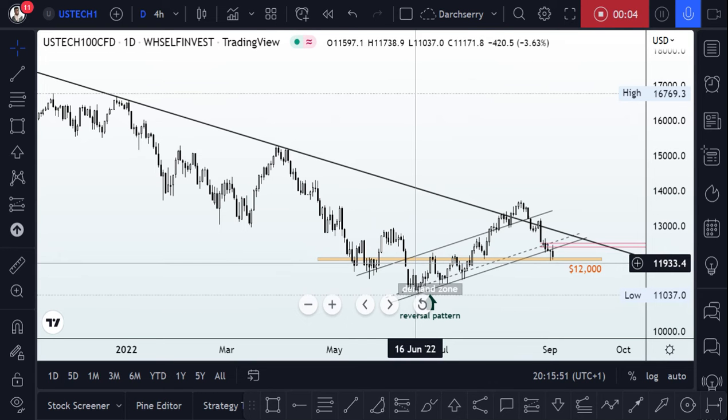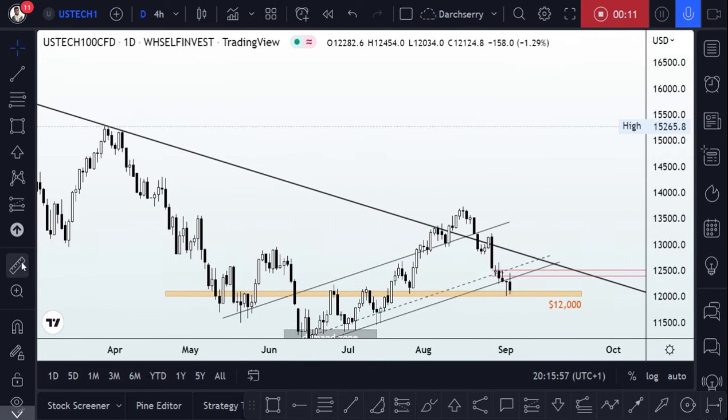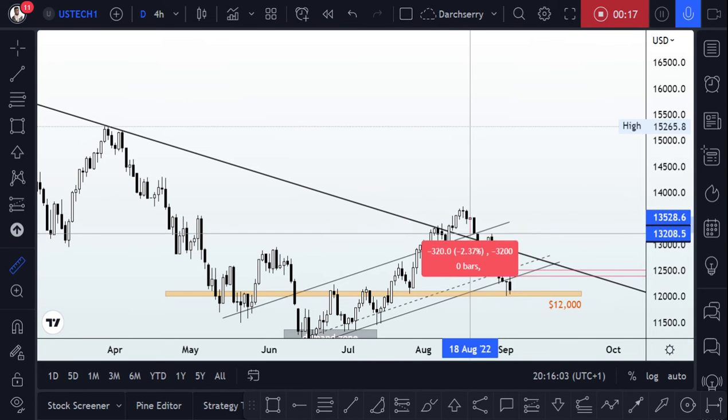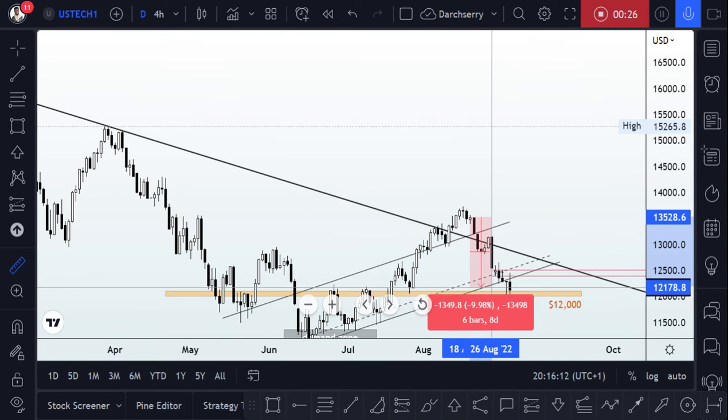Following my last analysis on the US Tech, we've been able to take over, I think, 1,400 pips from where we were the last time. We were around the 13,500 since my last publication, and we're able to take this move right down into the 12,000 area. And we got an approximate of about 1,400 pips on this one.